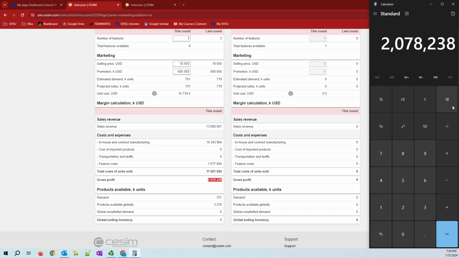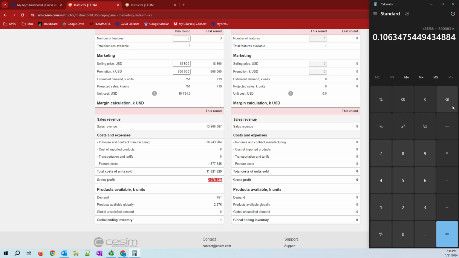2078238 minus 600, that's my gross margin. Okay, slash 139,00067. Okay, so I'm looking at about 10% of my gross margin.